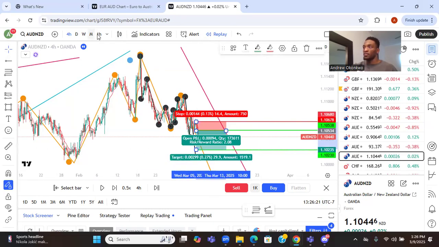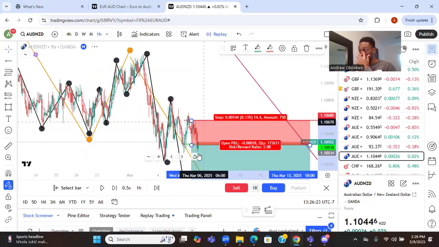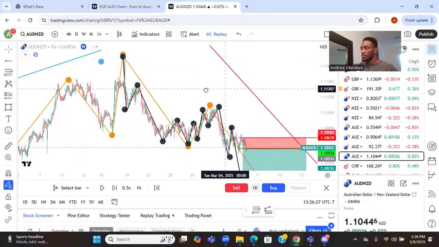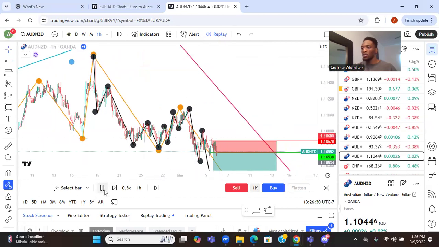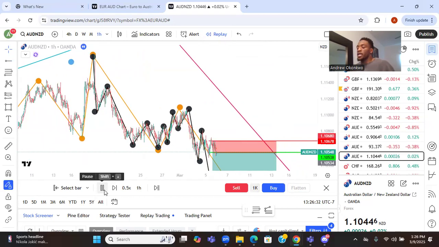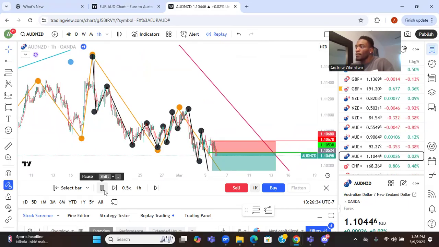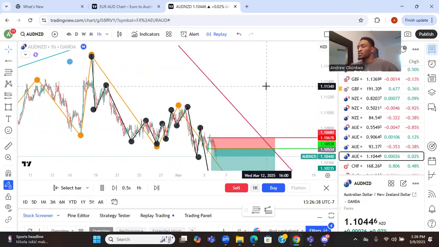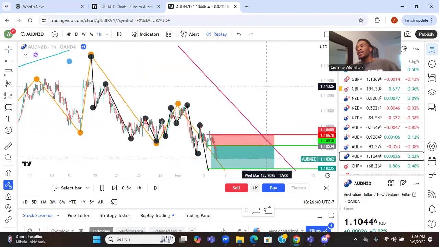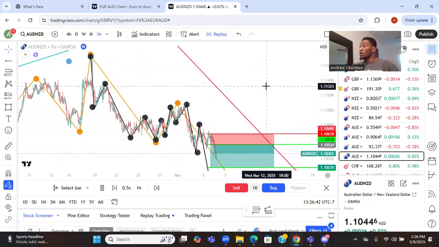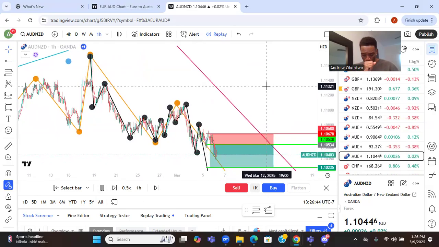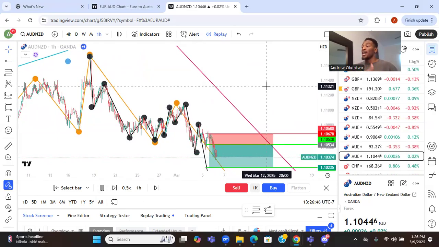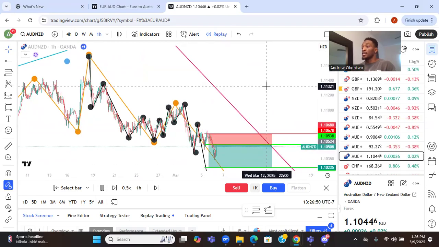So as we can see, the market came all the way down. We're in the trade. We let the market do its thing. And AUDNZD moves mad slow. We got into this at 11:40 p.m. on Wednesday night, and we didn't take profit until about 8 p.m. the next day, I believe.